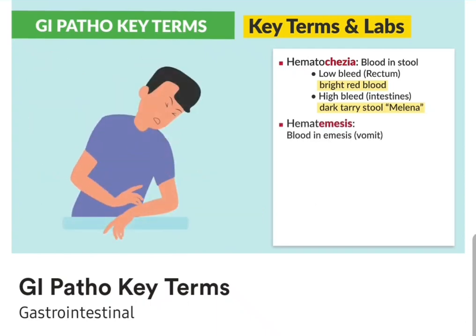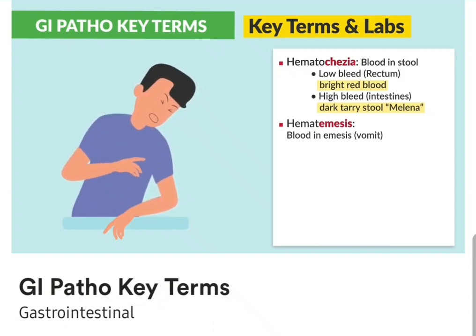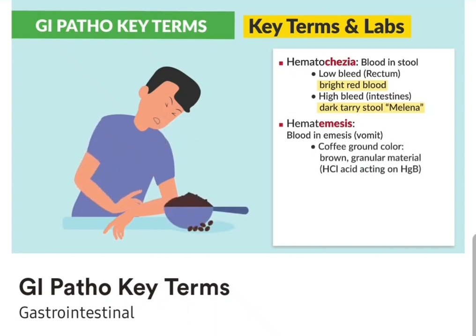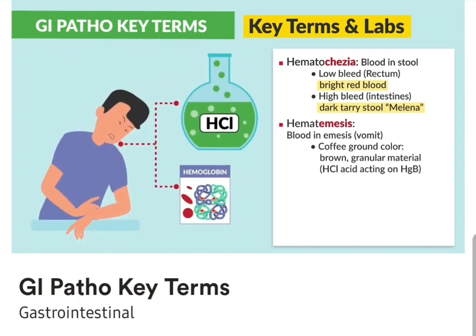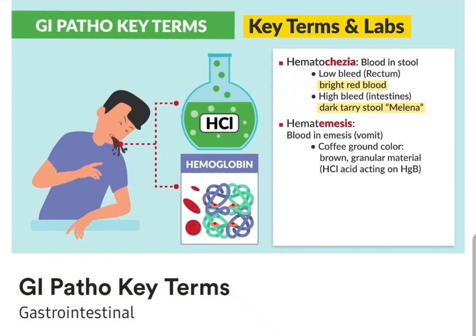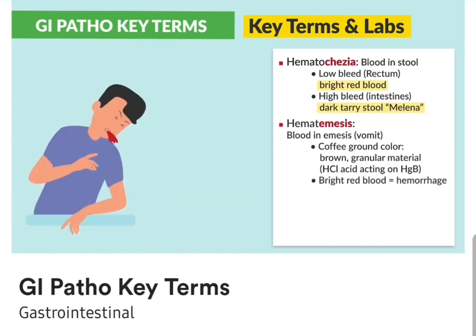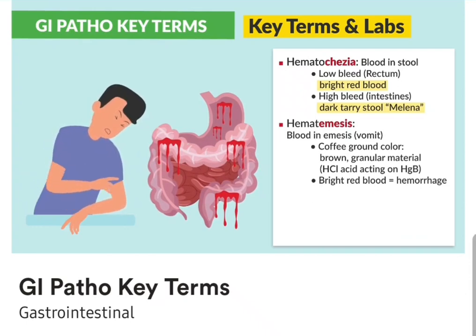Next is hematemesis, blood in the emesis, basically blood in vomiting. So we also get coffee ground color, that is brown granular material from digested blood, and HCl acid is acting on the hemoglobin. This is why we have that coffee ground color. And for bright red blood, this is an active hemorrhage. Basically, the stomach hasn't had a chance to digest the blood, so this is how we know that it's an active, ongoing hemorrhage, or basically an active bleed.